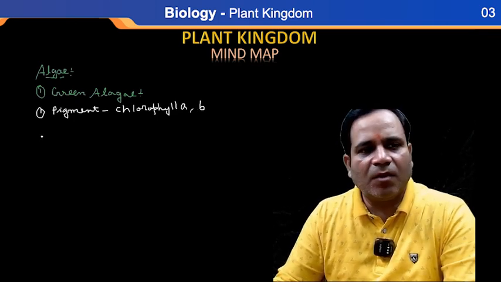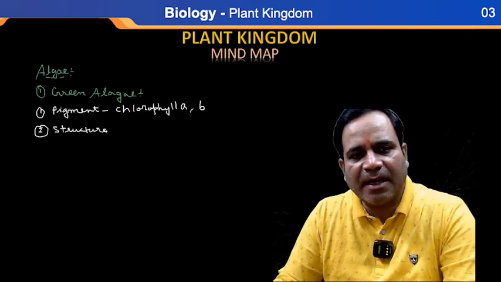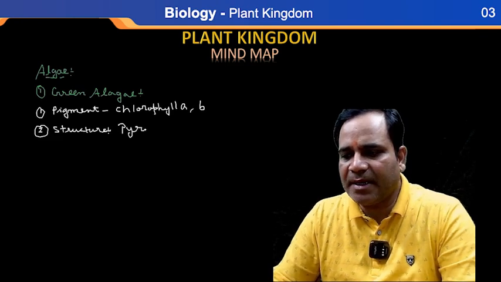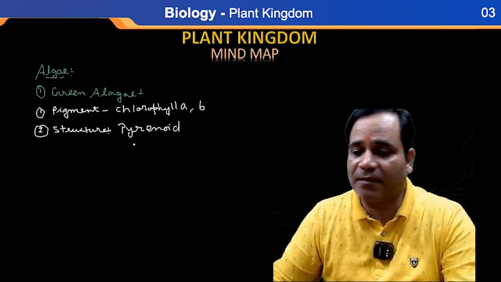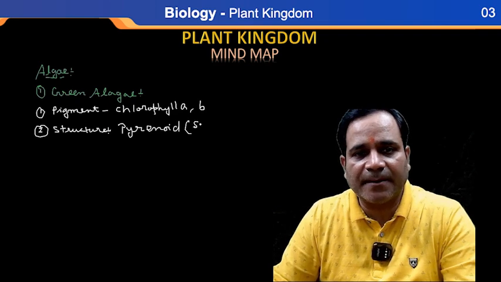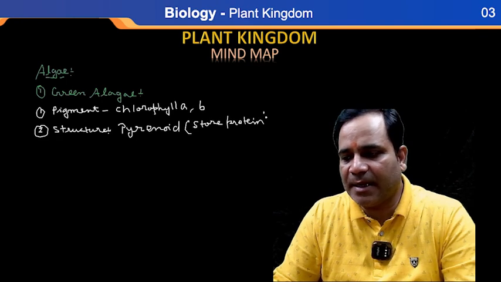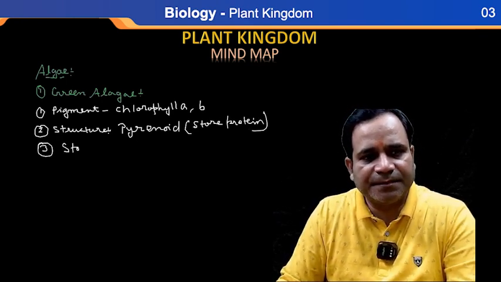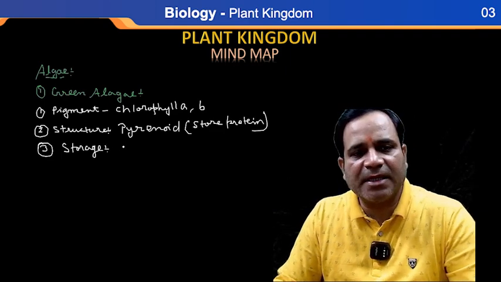Okay. So now, what is the structure, my dear? That is given in the mind map also. The structure here is pyrenoid. What I'm writing here? Pyrenoid structure. Yes, listen carefully. And then this pyrenoid structure helps in storing protein. What I'm writing here? Store protein, my dear. Correct? Now, the third one is storage. What is the storage here, my dear? Here the storage is starch.